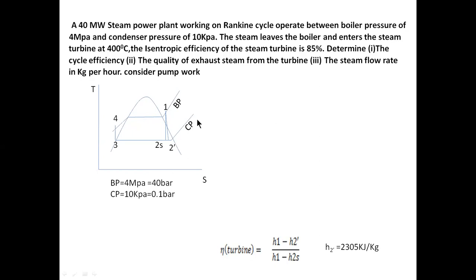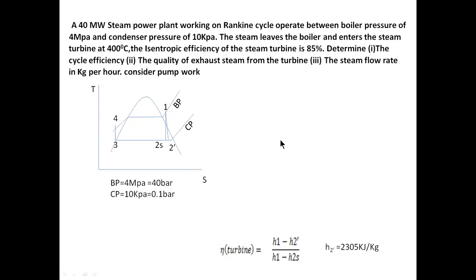When I take condenser pressure given here, it is 10 kilopascal, which means 10 into 10 to the power of 3 pascal. If I write it in 10 to the power of 5 terms, it will be 0.1 into 10 to the power of 5 pascal. So it will be 0.1 bar. Okay, like this you need to convert it.